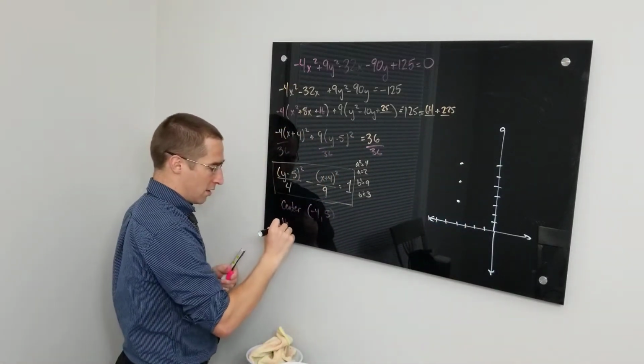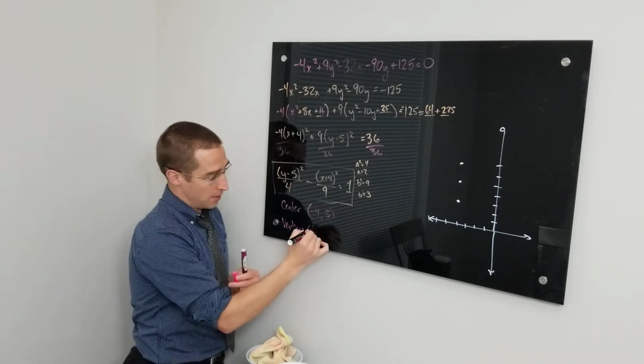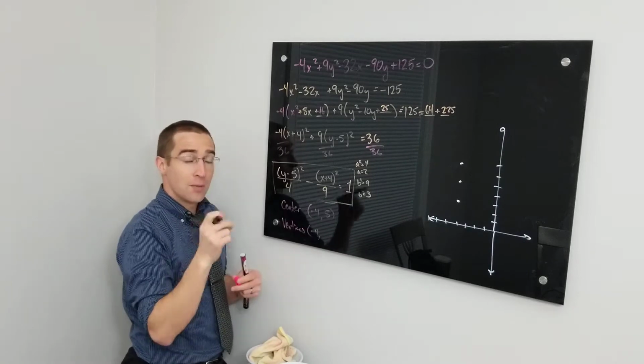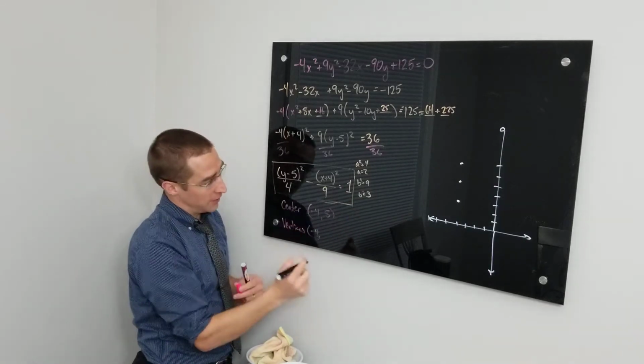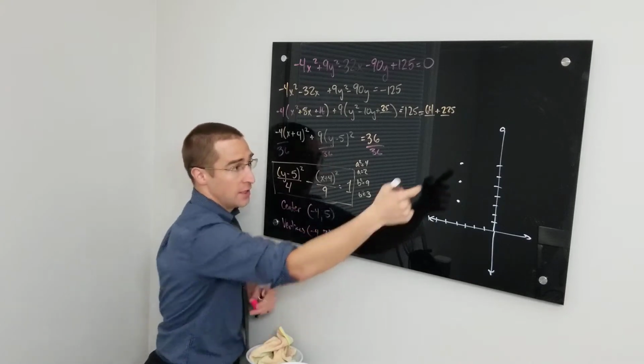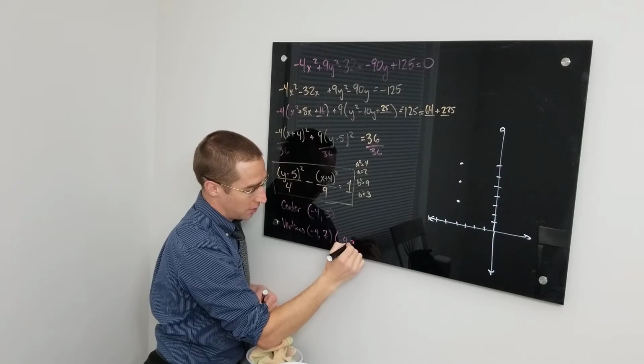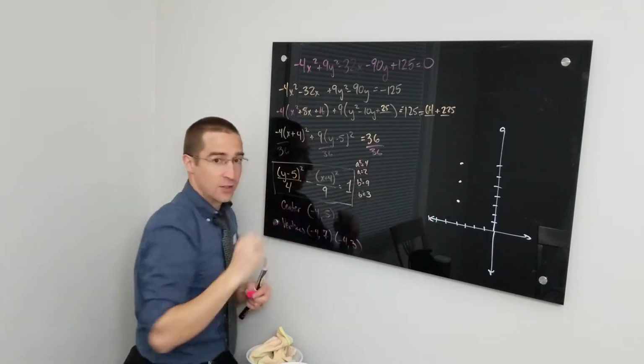Vertices are going to be the same x number of negative 4 for both, but I'm going to add and subtract 2 from the 5 because it's the a value of 2. So I have negative 4, 7. That's that vertex right there. And I have negative 4, comma 3. That's that vertex right there.